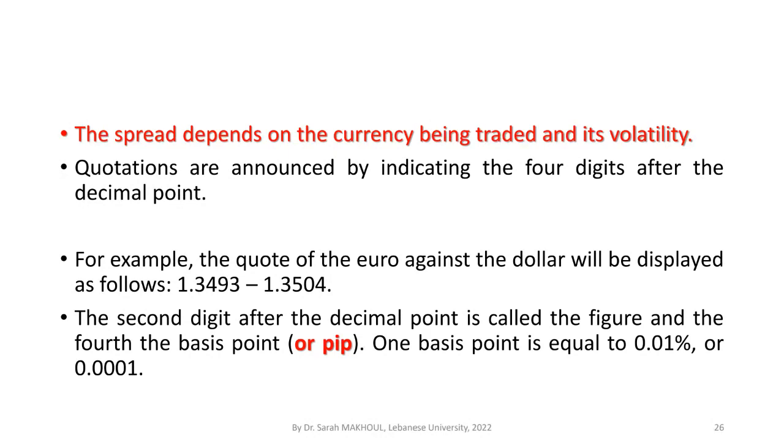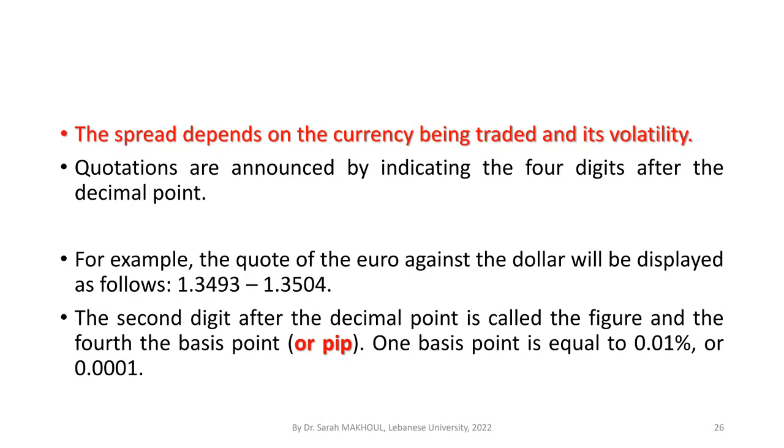Quotations are announced by indicating 4 digits. After the decimal point, you always need to show 4 digits. I will show you after a few slides how they abbreviate such displays. For example, the quote of the euro against the dollar will be displayed as follows: 1.3493 is the bid, and 1.3403 is the ask price. And you can see the 4 digits after the decimal point.